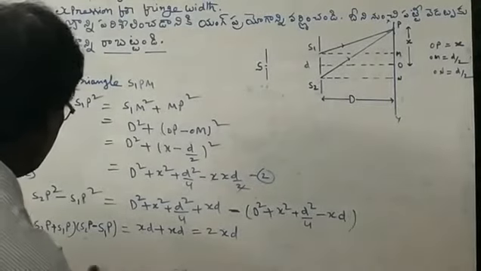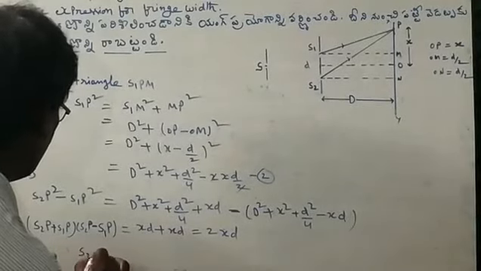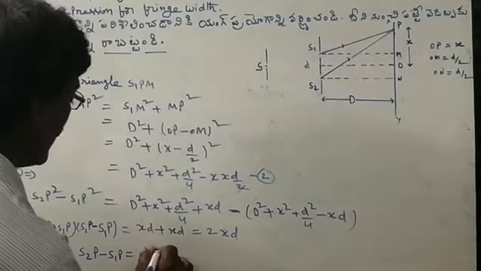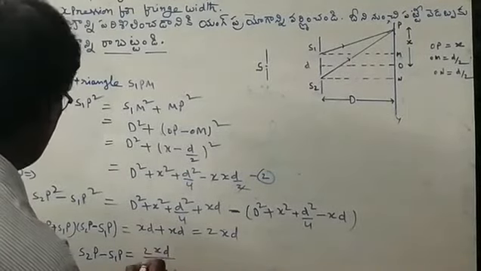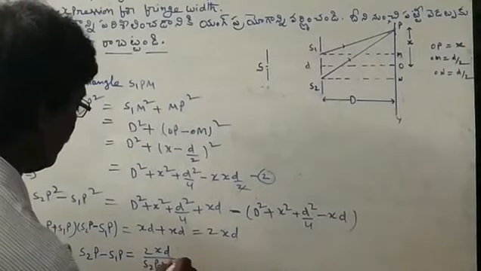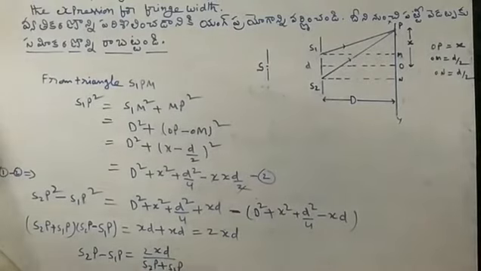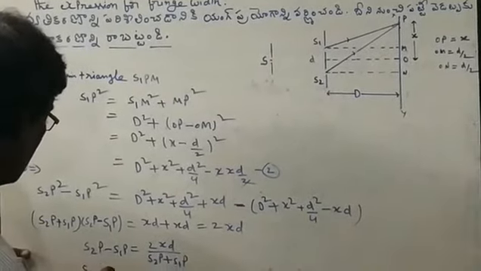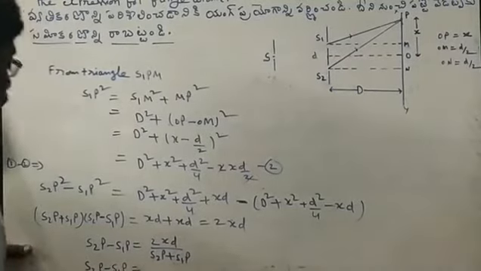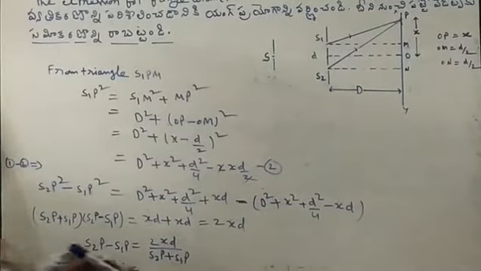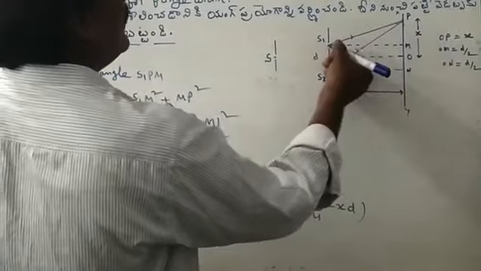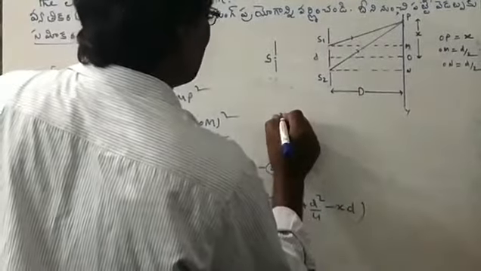S2P minus S1P is equal to 2Xd by S2P plus S1P. That is, S2P minus S1P means path difference.